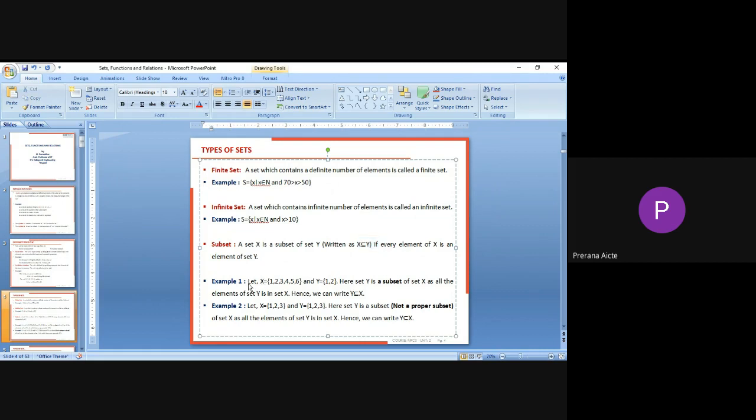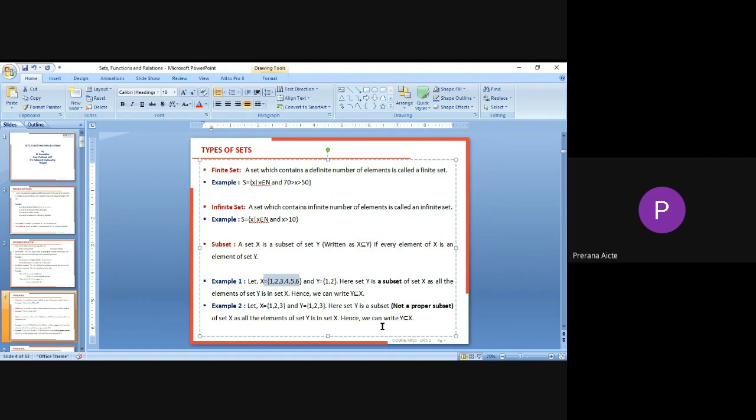Let us see the example here. We have X equal to 1, 2, 3, 4, 5, 6, and Y equal to 1, 2. Now we can say that Y is a subset of X. Why? Because the elements present in set Y are available in set X also. Similarly, X equal to 1, 2, 3 and Y equal to 1, 2, 3. All the elements in set Y are there within set X. So here we can say X is a subset of or equal to Y, or Y is a subset of or equal to X. Both cases are true here.